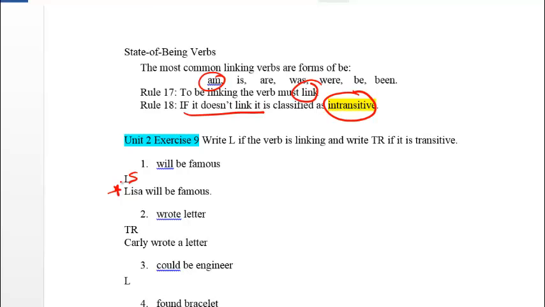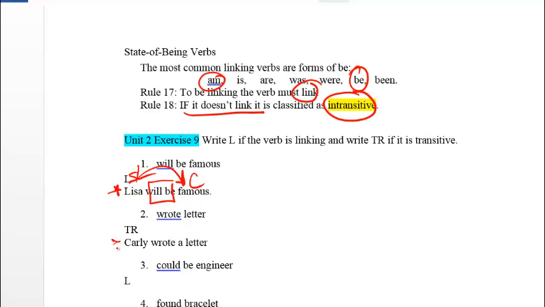I could say Lisa tore her sweater. I could say Lisa wrote a book. In those two examples, she's doing something. But here I've got Lisa and I've got a complement. Will be is a form of a linking verb. All that will be is doing is connecting these two bits of information.